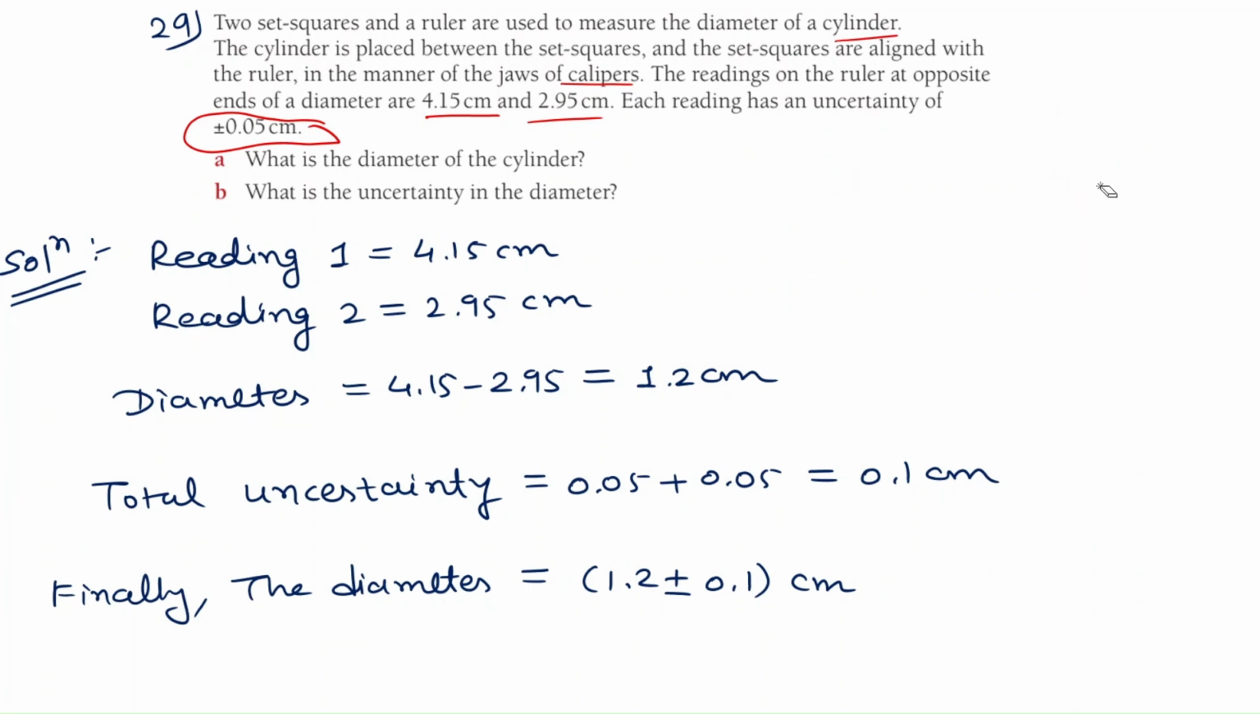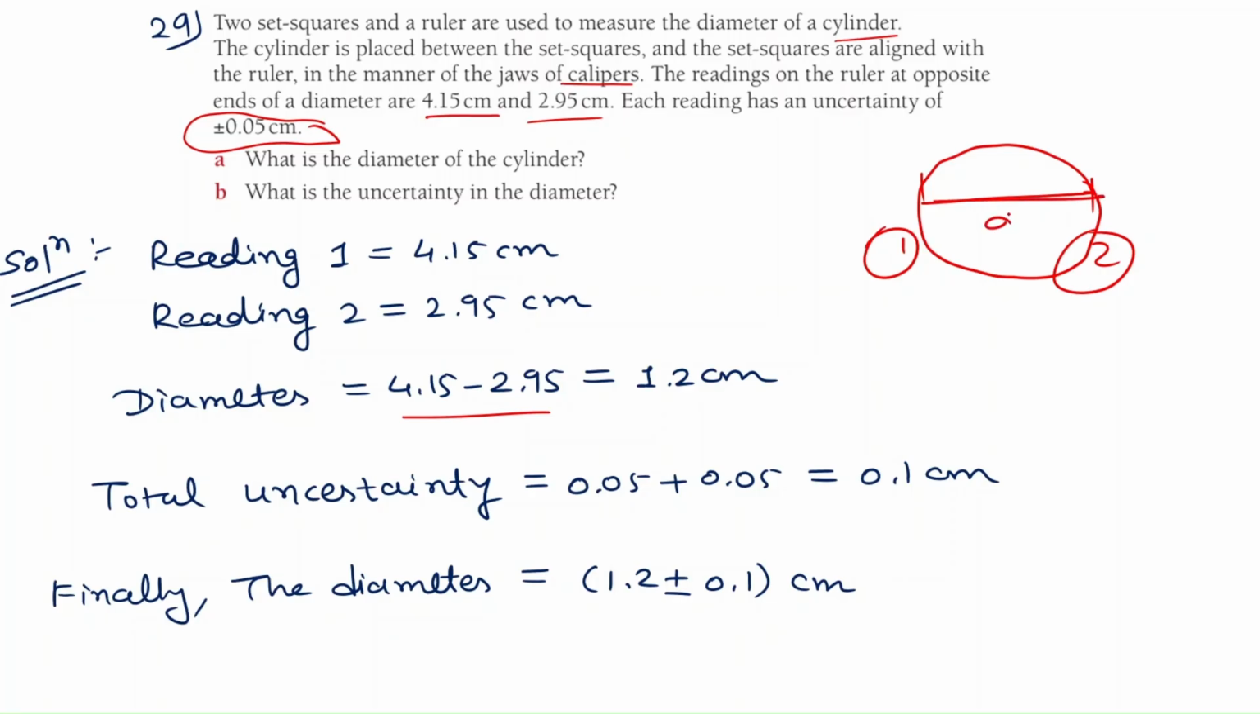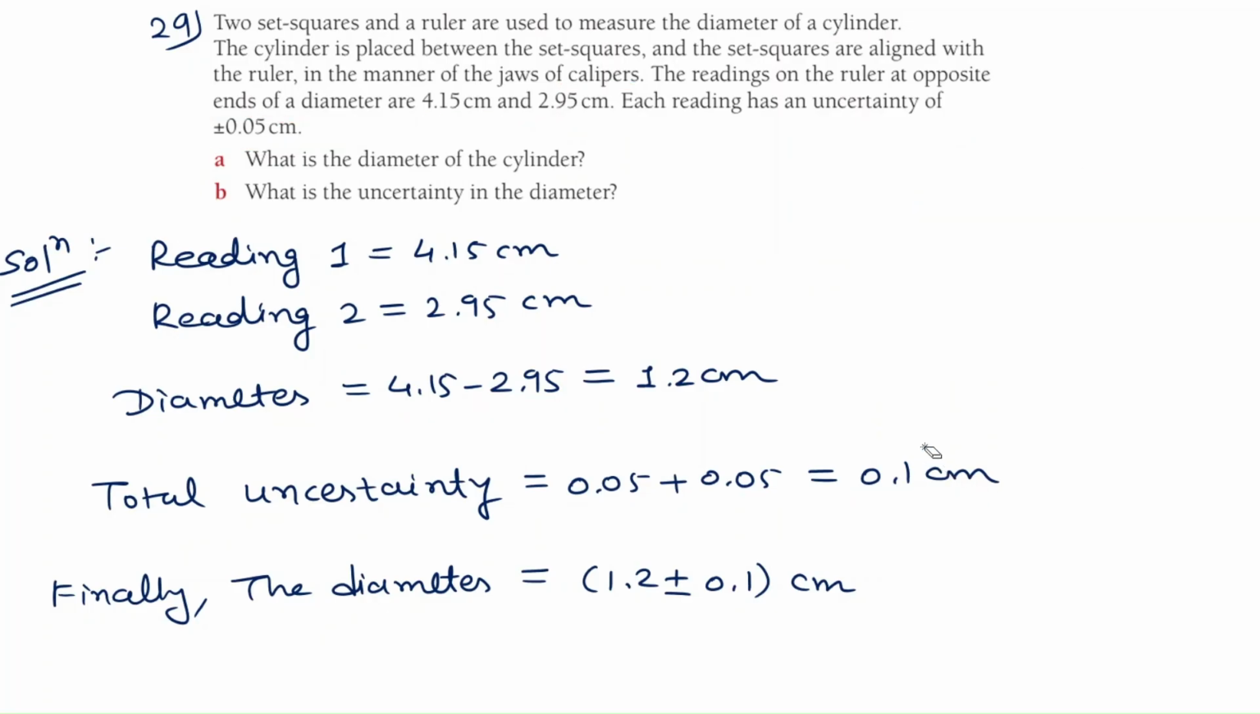Now we also see a problem like this. This is reading one, this is reading two, and in between is the diameter. So you just subtract: reading two minus reading one gives the diameter. For the uncertainty, you just add whatever the uncertainties are. That gives 0.1 centimeter, and the actual diameter value is 1.2 plus or minus 0.1 centimeter. I hope you understand this kind of question well, and I hope this question is very easy.